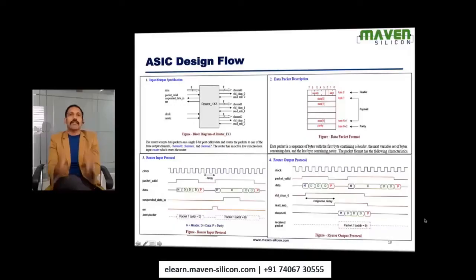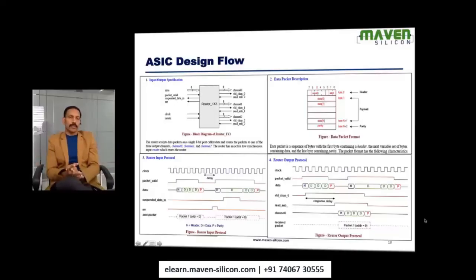What is the interface? Interface is nothing but inputs and outputs. So to design any chip, you need to understand how many inputs, how many outputs, what kind of clock, what kind of reset, synchronous or asynchronous. And the packet structure. What is the size of the packet? What is payload? What is address? What is parity? What kind of parity? And how we can drive the packet to the chip, because the chip is a digital component, it can understand only the binary. You can't drive any packet or frame. Then you have to convert the packet into binary.